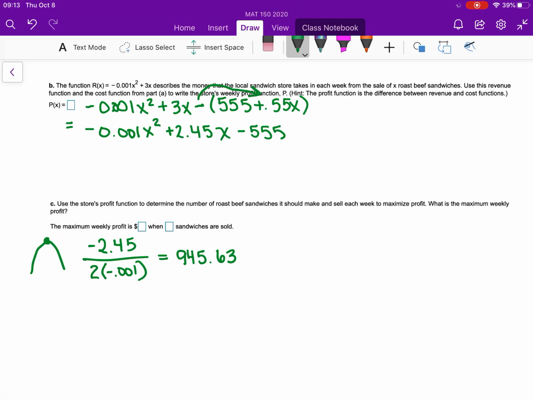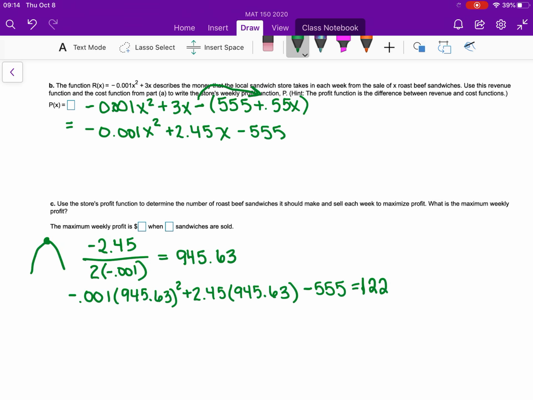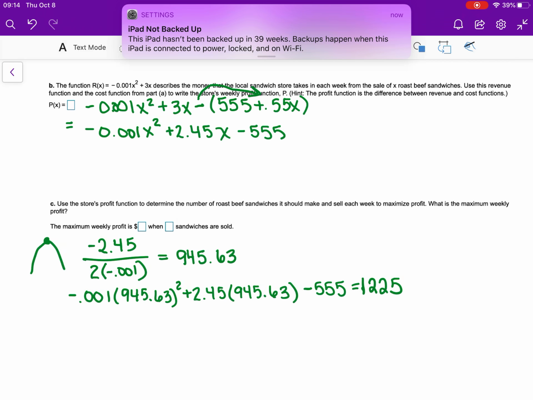So how many sandwiches do I need sold then? Okay, that's my y value. So back to my original function. Everywhere there was an x, I plugged in 945.63 and then typed all that in my calculator to get 1,225 sandwiches sold.